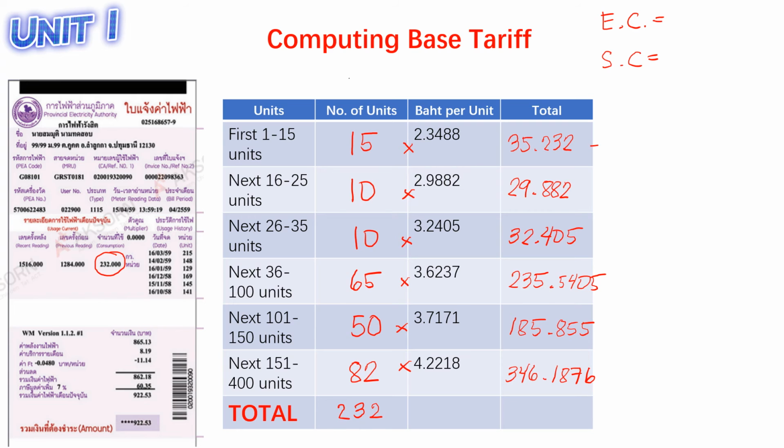Okay, for this one, we can just get the nearest hundredths here. So 35.23. This one is 29.88. This one is 32.41. This one is 235.54. This one is 185.86. And then 346.19. So all you need to do is to add all these numbers. So add it, and you will get a value of 865.11.